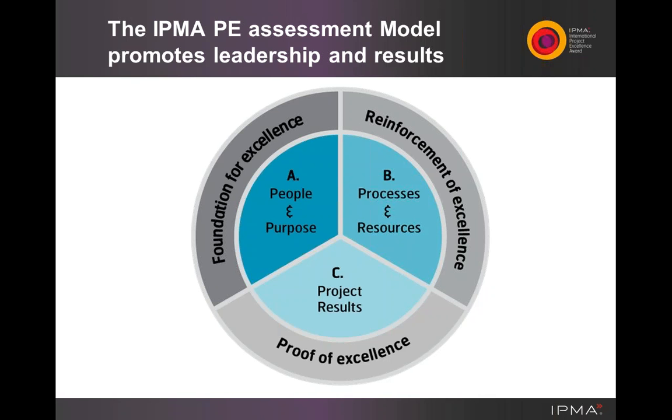If you look at the setup of this new Project Excellence model, it's based on 3 areas. This is what we're calling the A, B, and C blue parts in the middle. Area A is all about people and purpose. Area B is about processes and resources. And Area C is about project results. So in A, you would expect to find the foundation for excellence. In B, you would expect to find the reinforcement of excellence. And in C, you would find your proof of excellence. All these areas are tied in together. There's interaction between these areas, and there's processes moving back and forwards.